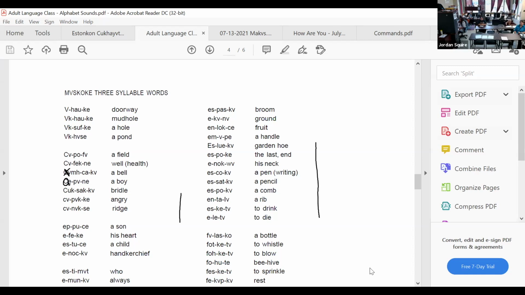A pen is ischoka. That's an old word for a pen or writing. That's what they used to call it a long time ago. But what do we call it now? And right here, a pencil. What is that? Is satka. Satka means like this.